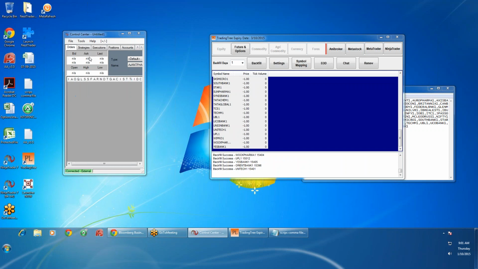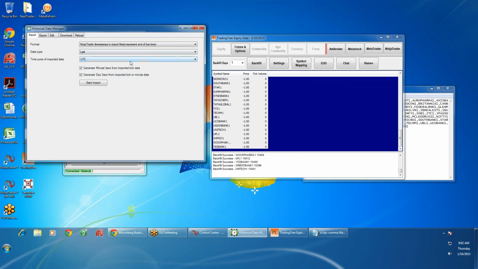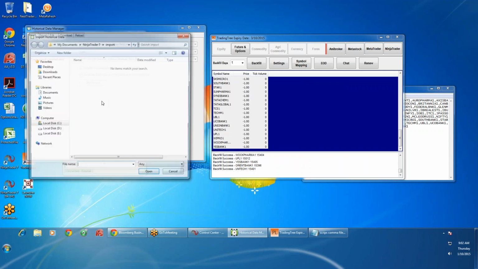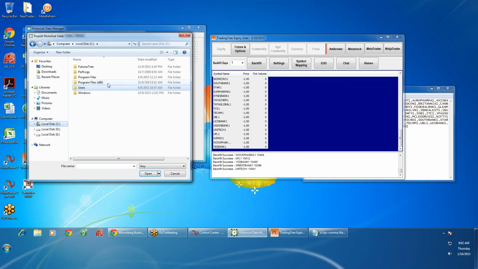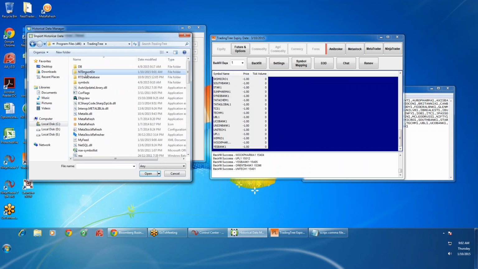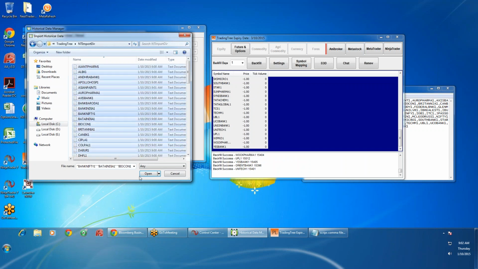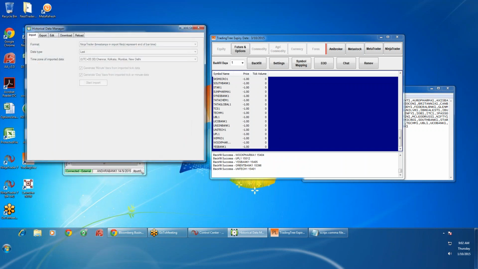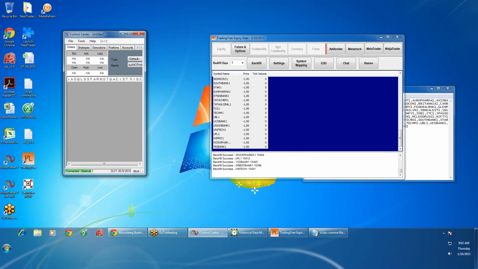Now I'll click on the historical data, enable these things, and start importing my files. My historical data will always be stored in this TradingTree NT import directory. I just select all and say open. You can see that your historical data is being imported. Once that is done, I will actually open the charts.